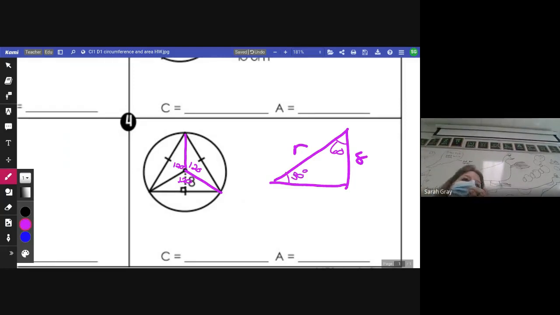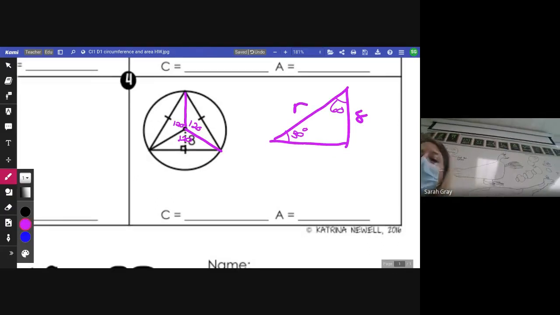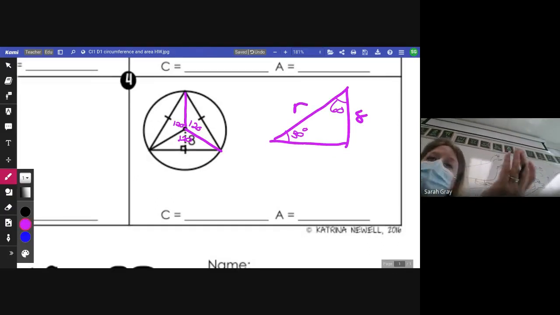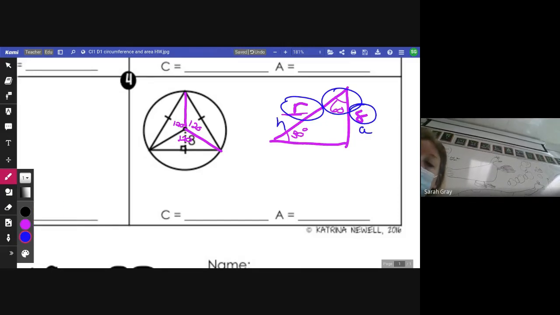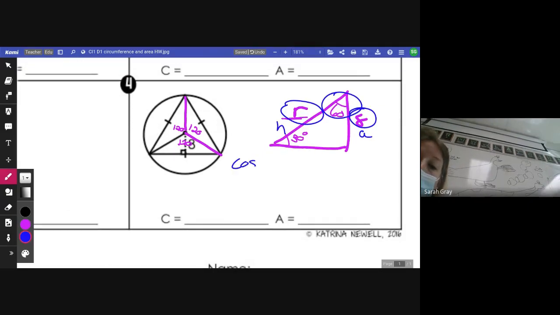So we have a 30, 60, 90 right triangle. Now you could use trig or you could use specials. Preference? Right, trig. We're just trying to find the R. If I use the 60 and the 8 and the R, that is going to be cosine, because the 8 is adjacent and the R is the hypotenuse. So cosine of the angle equals adjacent over hypotenuse. Cosine of 60 equals 8 over R.